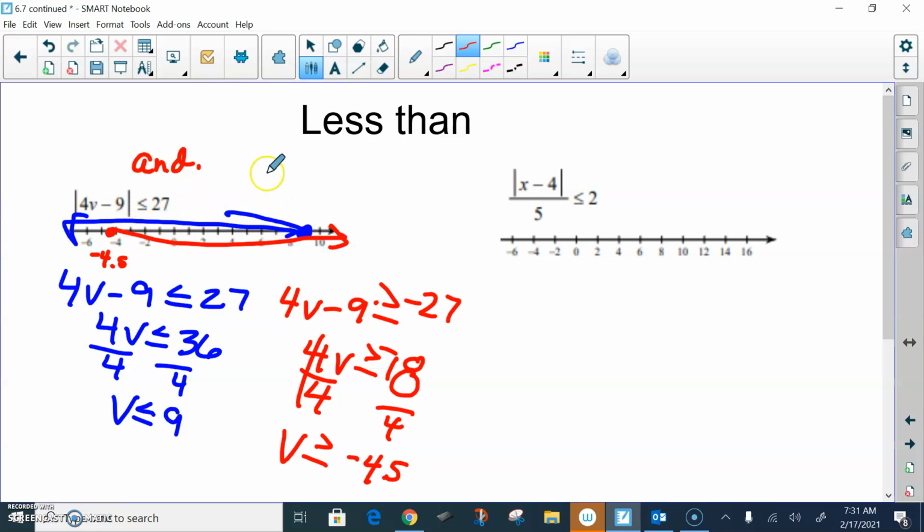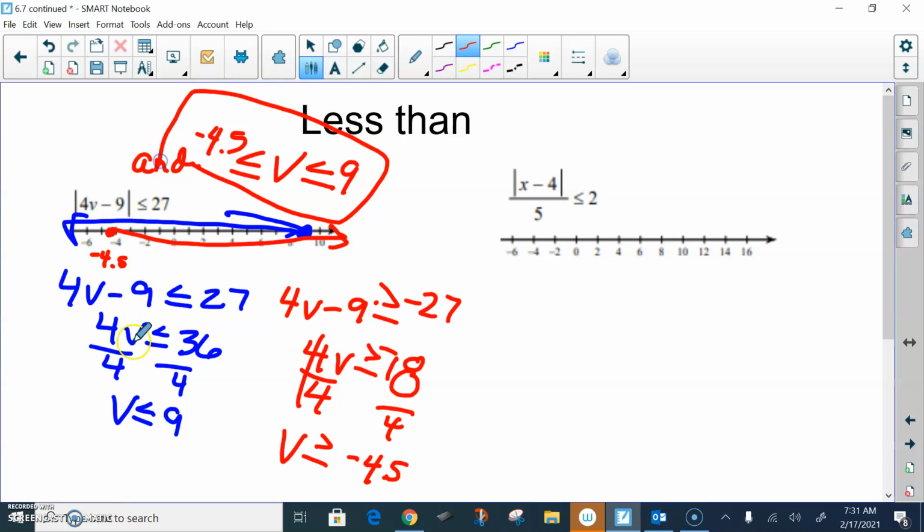So remember, we can make this into one statement. We put the v in the middle. We always use less than or equal to symbols. We put the lesser amount on the left, negative 4.5. We put the larger amount on the right, and we turn it into one statement. Or if you want to leave it as is, you can just say, and it has to be both those things. Okay, let's try one more.